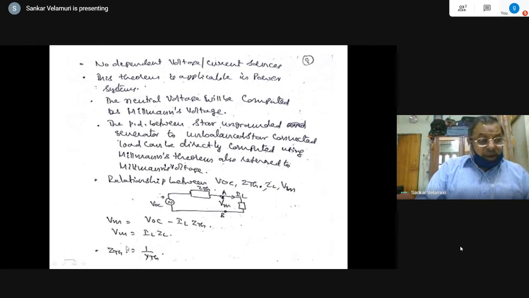And Z Thevenin means removing the load, you get this as Y1 plus Y2 plus Yn only, right? And so using this equivalent circuit, Vm will be equal to VOC minus IL into Z Thevenin, because there is only one loop here. So it is the same as the load voltage. That load voltage is the same as the Millman's voltage. So Millman's voltage divided by IL.